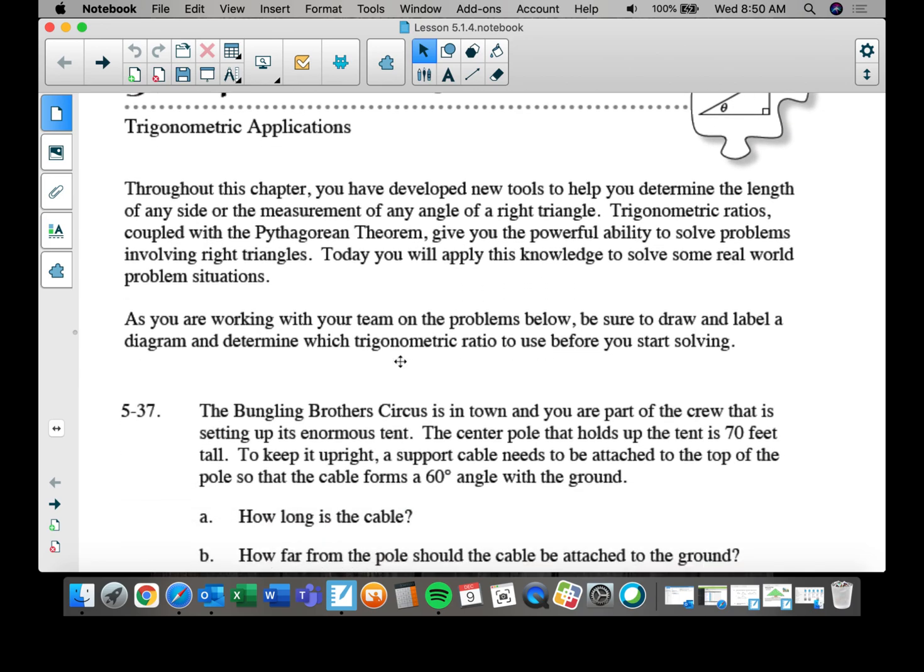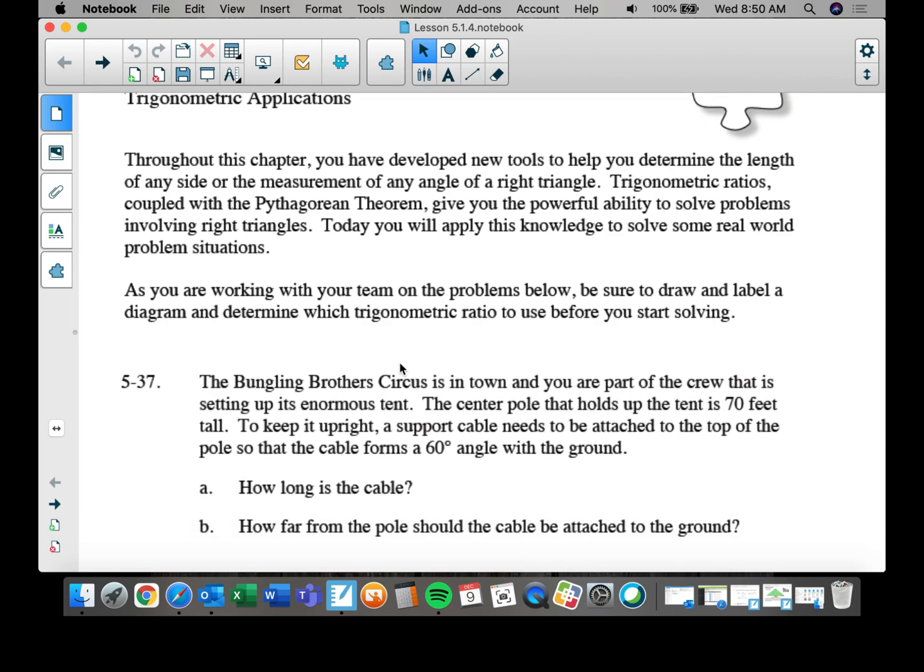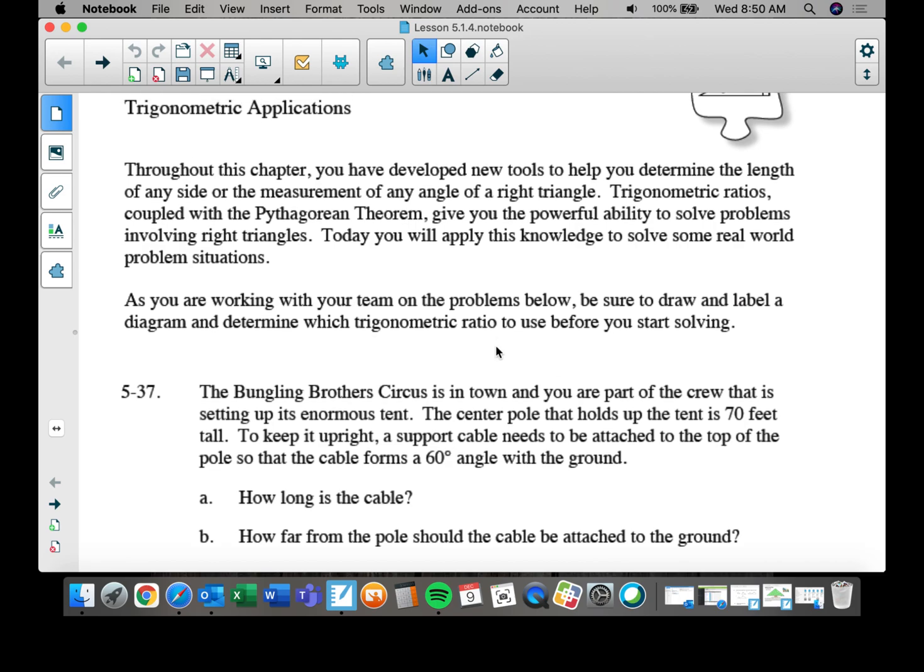As you are working with your team on the problems below, make sure you draw a diagram. We'll go through and talk about this, but generally, right now, you should be able to solve any right triangle problem using either trigonometry or the Pythagorean theorem, okay?